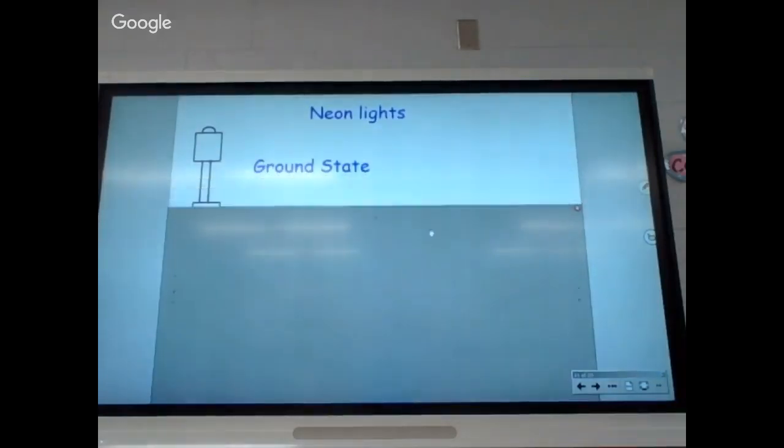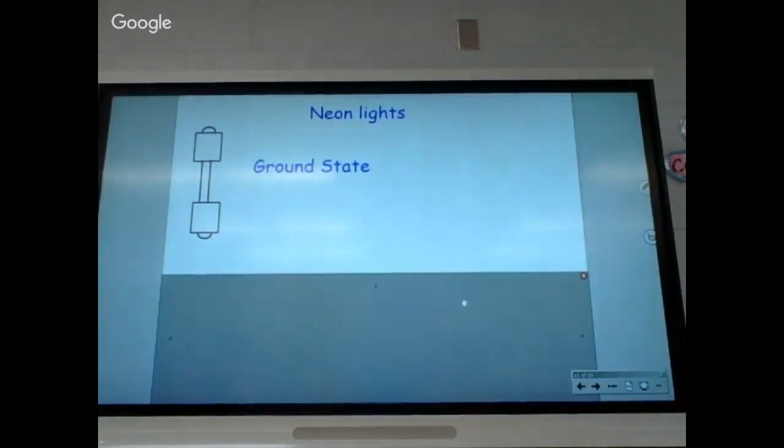All right, let's talk about neon lights. Now, the second thing that illustrates electrons behaving as light is neon lights, and it's easier to understand. Separate topic.